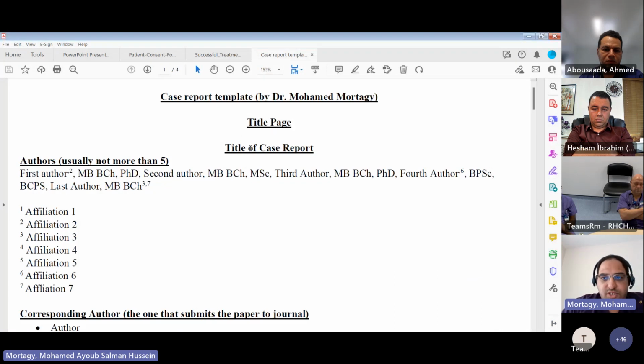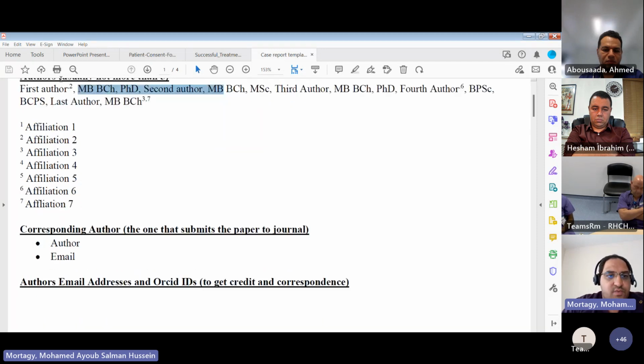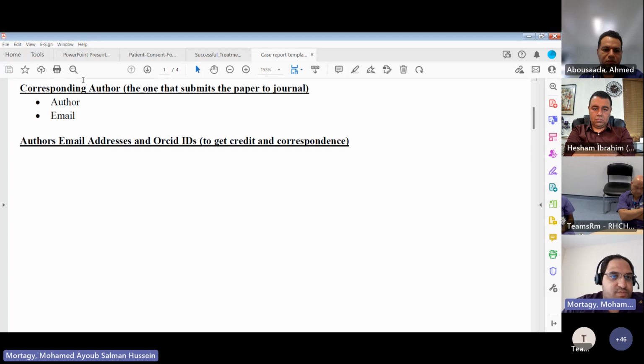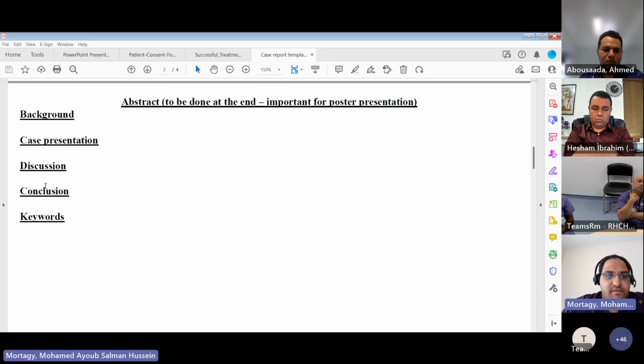And this is a template that I can share with you after this presentation. You have your title page, which has the title, the number of authors, usually 3 to 5, like we said, with their affiliations, email addresses, and ORCID. Corresponding author has to be listed as well. And then only 4 parts: background or introduction, case presentation, discussion, conclusion. This is just the summary. Do it at the end.